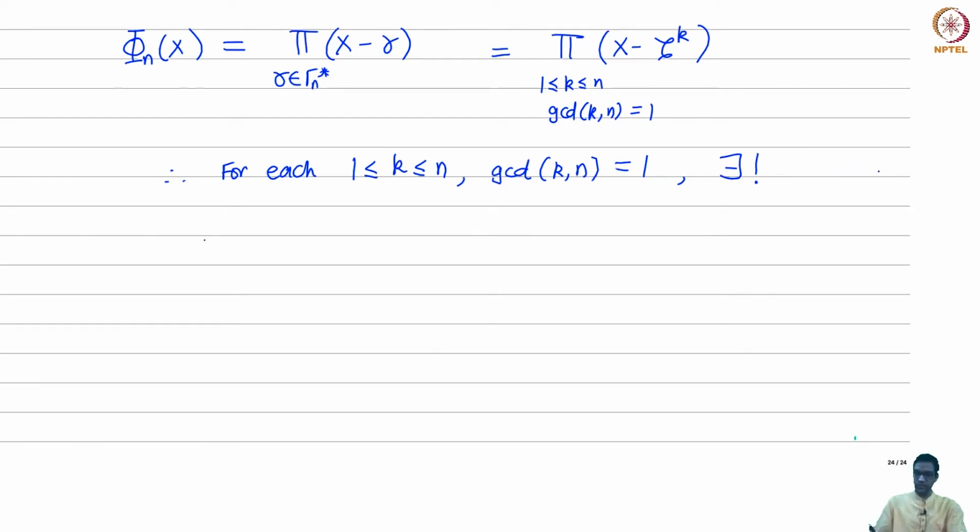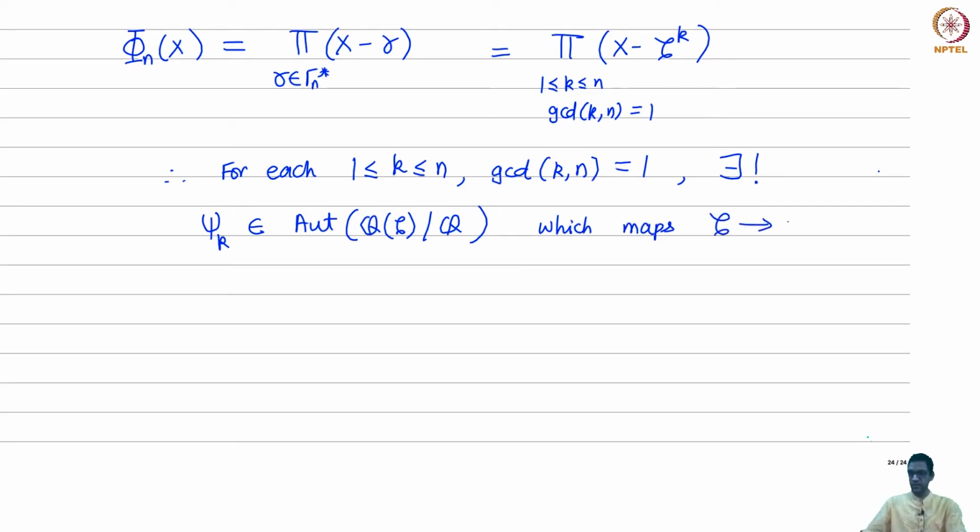So just say there exists a unique psi k in the Galois group, which maps, well, it has to map q to q by identity, that's sort of forced, which maps zeta to zeta power k. Okay, so this is the description of psi k. Now the point is, how many psi k's have we constructed? Well, we have constructed exactly phi of n, Euler's totient function of n, number of psi k's.